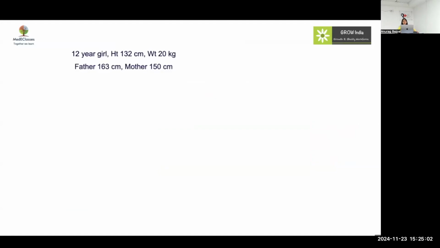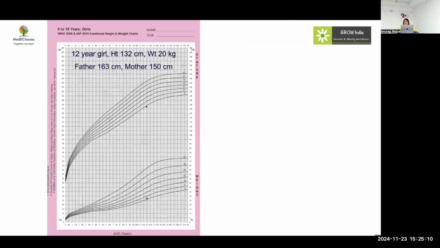So we have this case of a 12-year-old girl. The height is 132 centimeters and weight 20 kg. Father's height is 163 centimeters and mother's is 150 centimeters. As we know, the basic approach is to plot the growth chart, and we can see her height is below the third percentile, and the mid-parental height is around 151 centimeters.